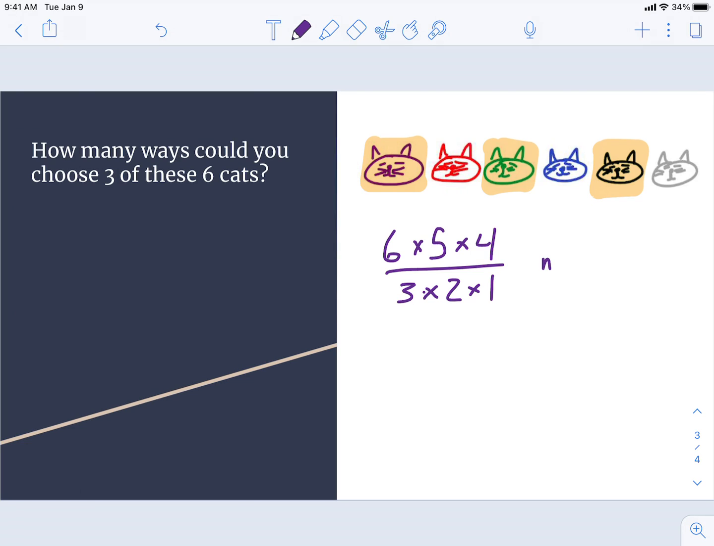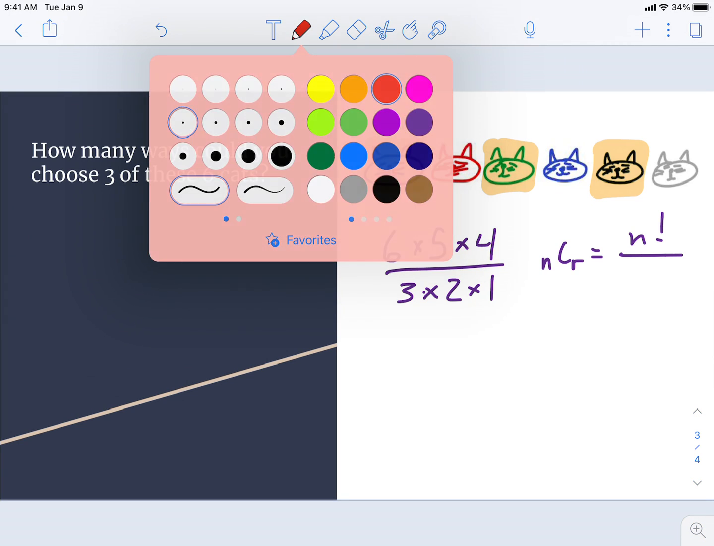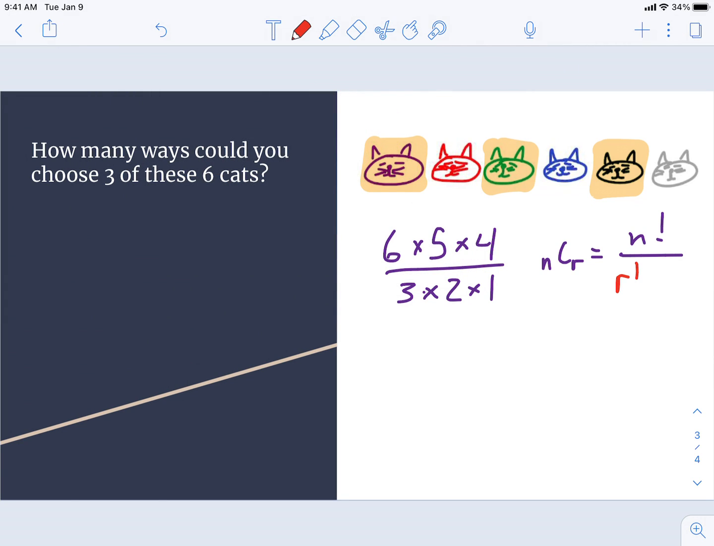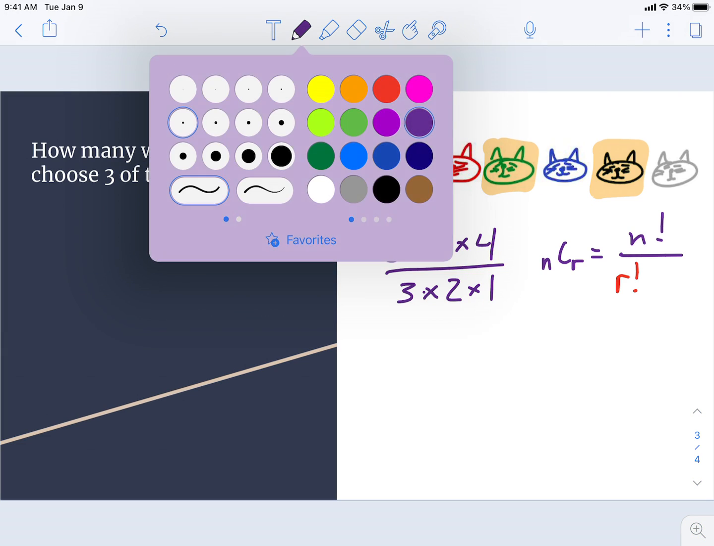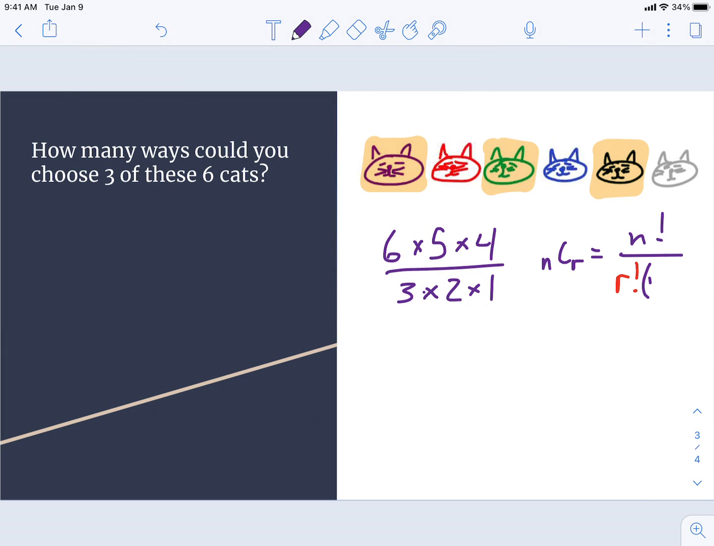All right, so how does this relate to the nCr formula? Now, nCr is equal to n factorial over r factorial, I'm going to make that red because I'm going to end up with some of the same numbers, times n minus r factorial, right? That's the only difference, is this little r factorial right here.